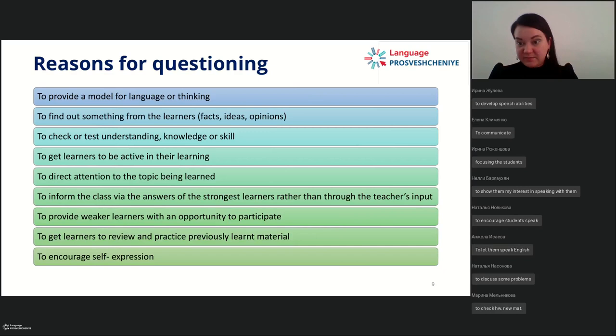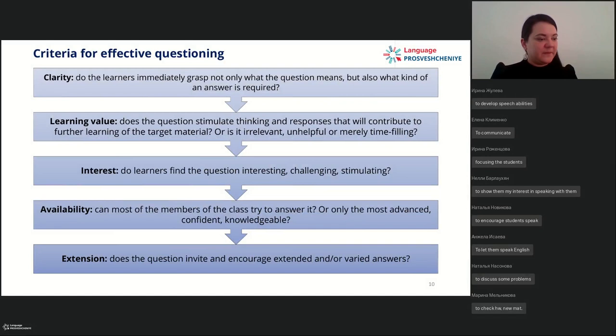Okay. We are moving on to criteria for effective questioning. And here, of course, the first point would be clarity. In other words, do the learners immediately understand not only what the question means, but also what kind of answer is required? Whether one word answer is required, full sentence is required, whether there are several possible right answers.